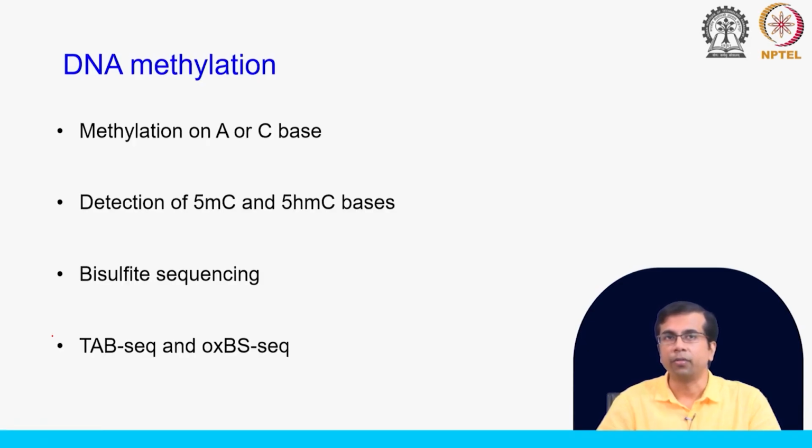So, just to summarize what we know about DNA methylation so far, these are methylation on A or C base mostly. Of course, we have talked about some other modifications as well, and we have talked about detection of 5 MC and 5 HMC bases, which are modifications on cytosine. We specifically talked about bisulfite sequencing that could easily allow us to identify these modifications at the genome level, across the whole genome. And we also talked about TAP-seq and OxBS-seq. These allow us to distinguish between 5 MC and 5 HMC modification, because these are important for certain applications.